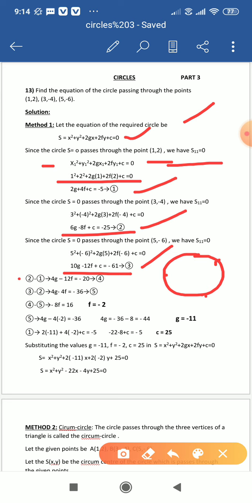For that, first take 2 minus 1. That means subtract the first equation from the second equation. In the second equation, 6g minus 2g is 4g. Minus 8f minus 4f is minus 12f. Okay, c cancels. Plus c minus c are eliminated. Minus 25 plus 5 is equal to minus 20. That is, we have an equation in terms of g and f. That is 4g minus 12f is equal to minus 20. That is the fourth equation.